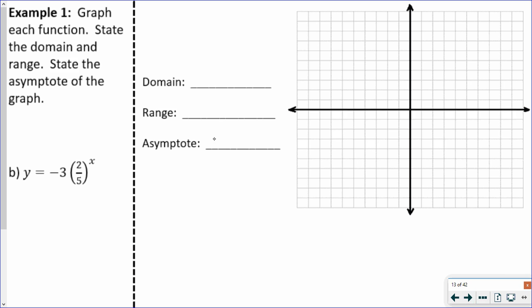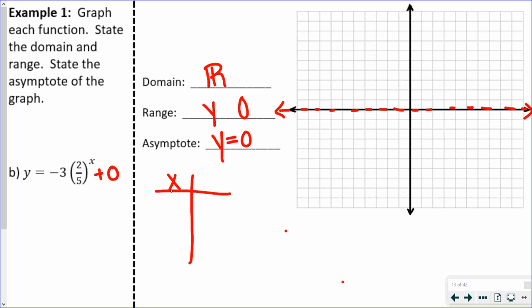Okay, so our asymptote here is still y equals 0 because there's no k value at the end, so it'd be like your plus 0. Our domain is all real numbers, and I know the range will match, y greater than 0. Dashed line here at y equals 0. And then I can pick some numbers. If you plug this into your calculator, I'll use some easy ones again. I'll do 0 and 1.